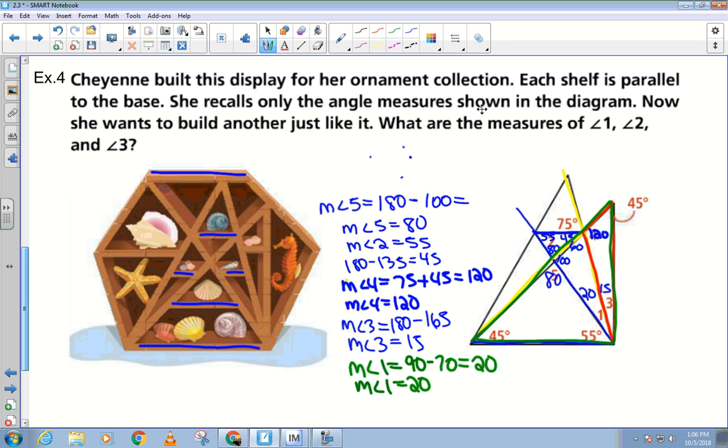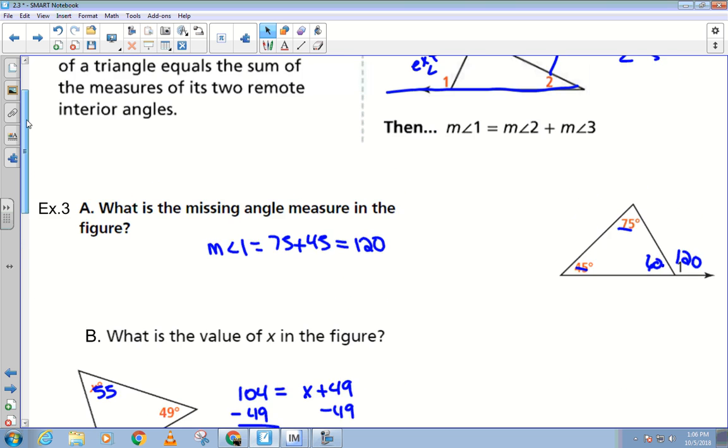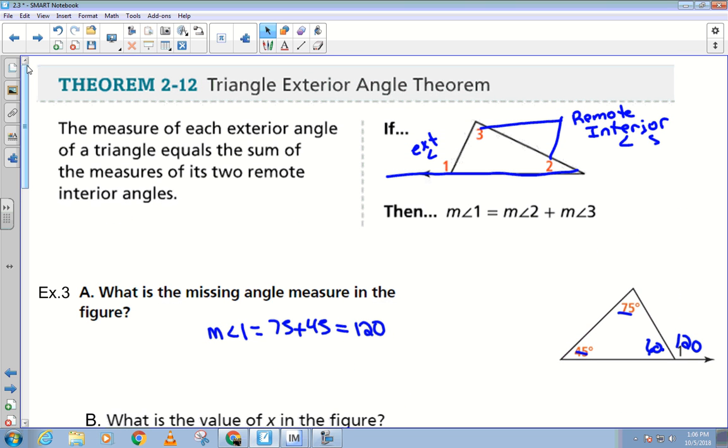All right. So we basically learned two things. We learned that all the angles of a triangle add up to equal 180. And the other thing that we learned was that the exterior angle is equal to the sum of the remote interior angles. Right. Okay. All right.